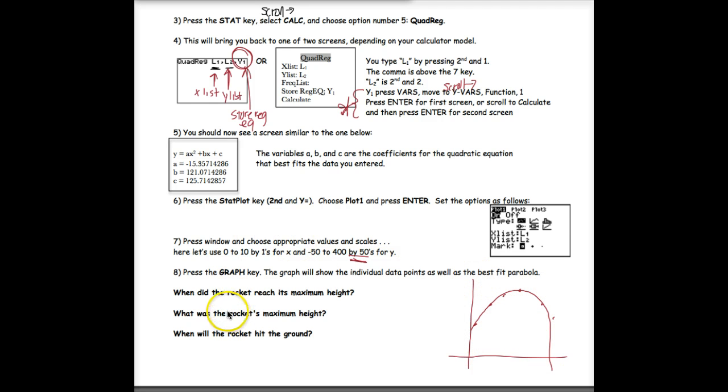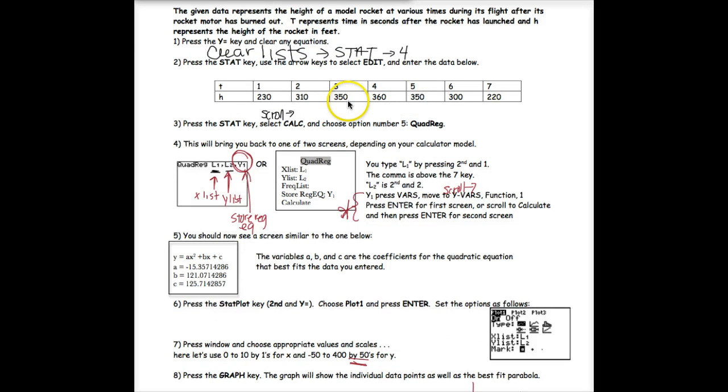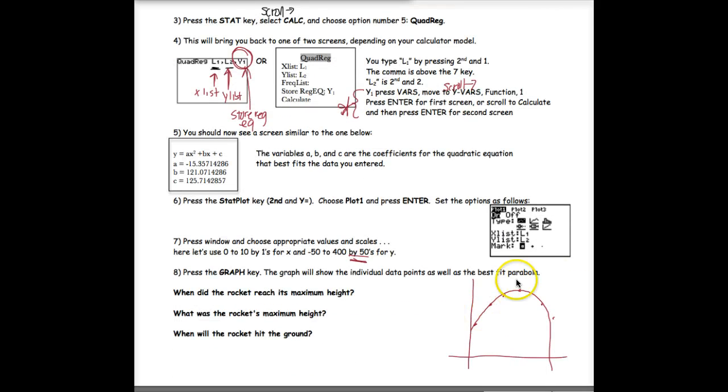So now that we have that, we can do exactly what we did when we graphed quadratics. We can find answers to certain questions. When did the rocket reach its maximum height? So we know that we can't just look at the table necessarily, because maybe the highest point is after the 360. Maybe at 4.2 seconds, it's at 365. We don't know that for sure. So we need to find it. So we do second trace.